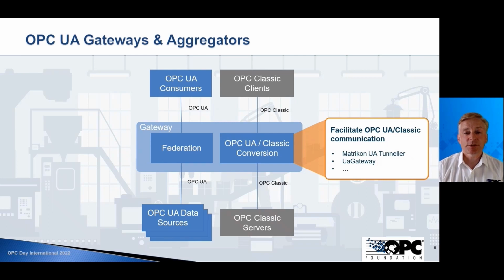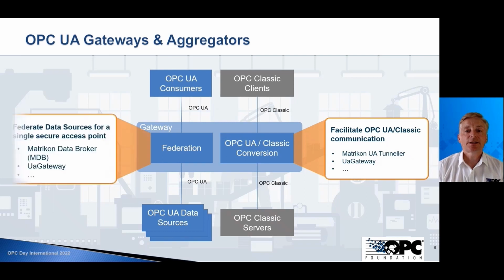So some examples of software that does that: Matricon OPC UA Tunneler does the conversions. Also, Unified Automation has their UA Gateway, same thing. They will also facilitate that translation live. So a gateway then would be able to communicate with those components while also, of course, communicating OPC UA.